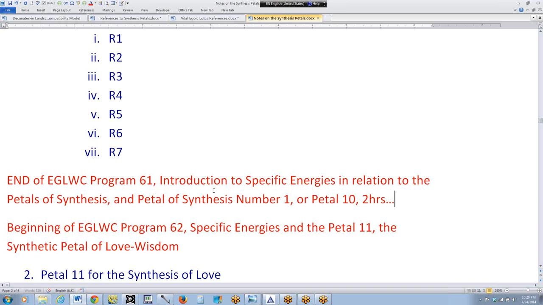And now we're beginning with program 62 and dealing with the specific energies of petal 11, the synthetic petal of love it's called, but I would like to call it also the synthetic petal of love-wisdom, just as when dealing with the monad, which is said to be will, wisdom, and activity, I think of it as will, love-wisdom, and activity. There are certain laws that continue to operate here: the law of group progress, soul law, and the law of expansive response, I would say.